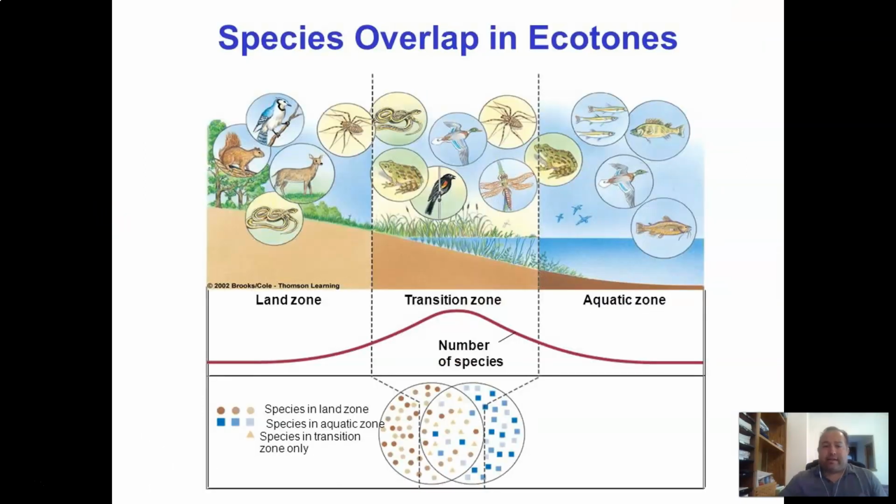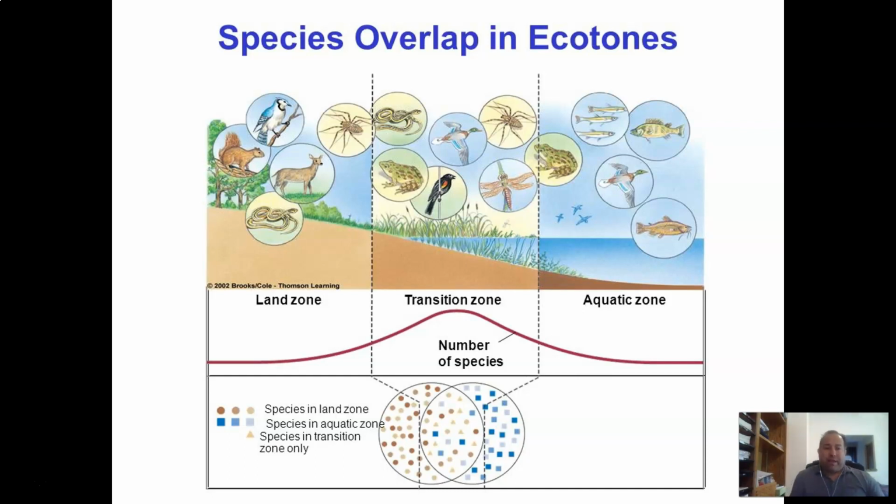So here's another example. We can see we have our land and we have our aquatic, and we can see how some of those species from each of the areas will overlap in the ecotone, as well as being in one or the other. They won't all obviously go all the way over, like a duck is going to stay in the ecotone or the aquatic zone, but not really go to the land zone. Whereas the snake is going to stay in the land zone and the ecotone, but not really make its way over to the aquatic zone.